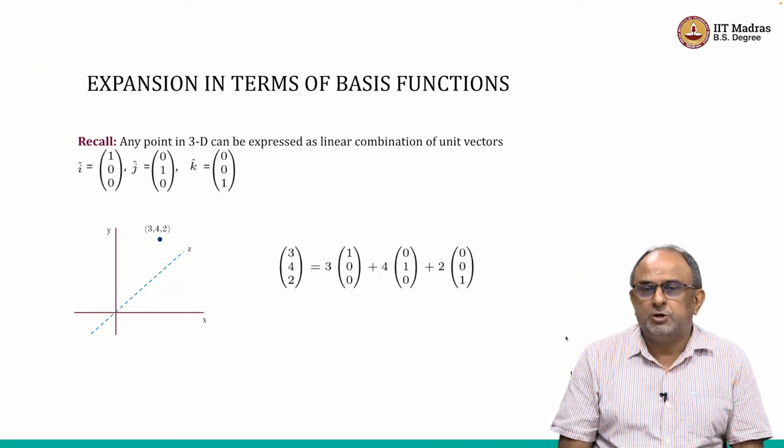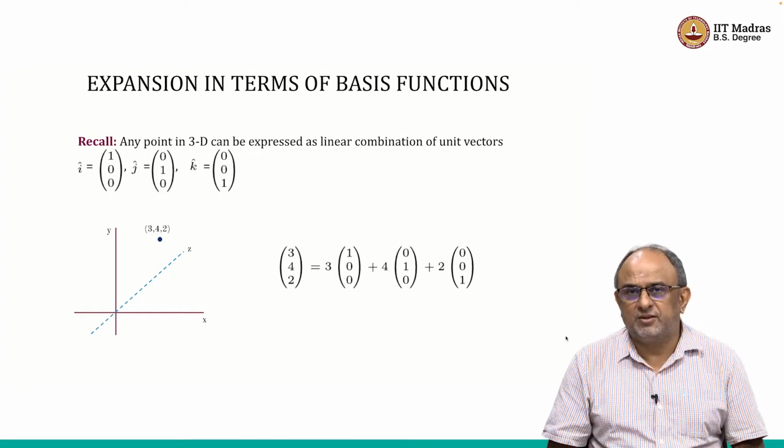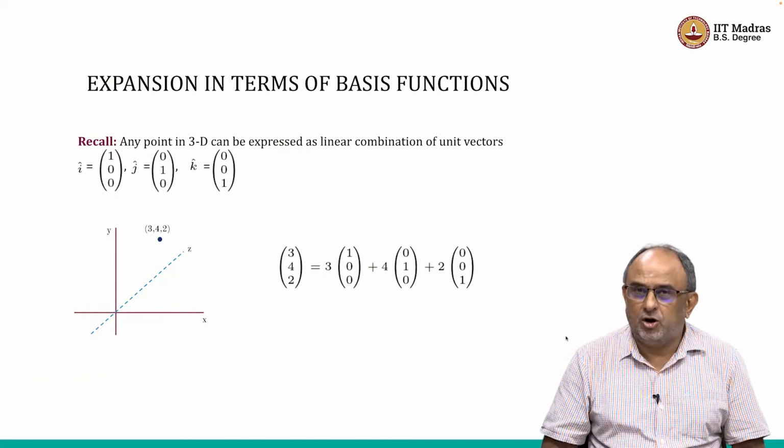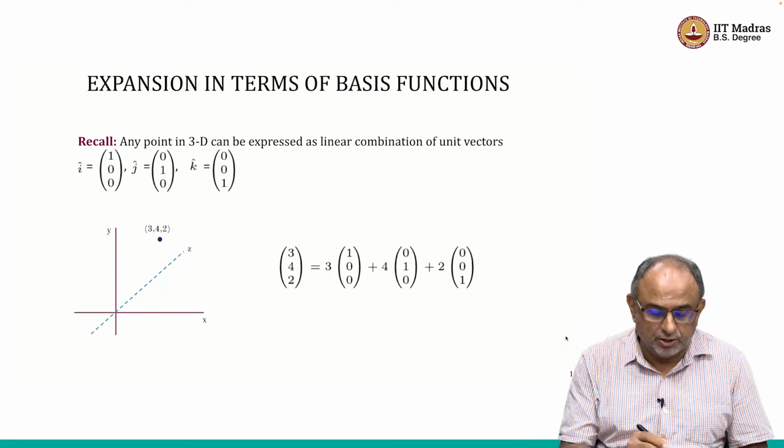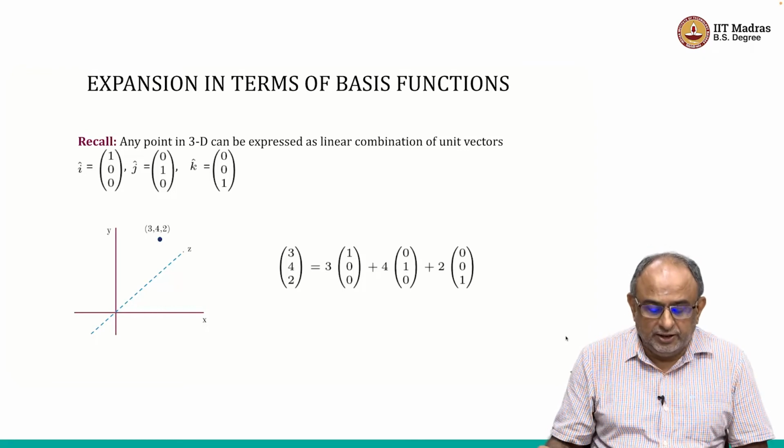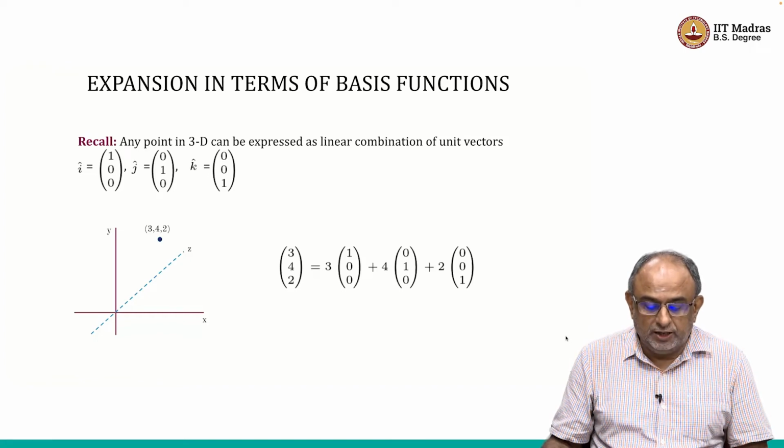Okay. So, just to give you an idea of what the whole thing is, you must have done a course in linear algebra, or even in high school you would have seen this. If I have a point in a 3-dimensional space, here I have mentioned the point 3, 4, 2. Because it is 3-dimensional, I should have had the z axis also coming out, so 3 units along the x axis, 4 units along the y axis, and 2 units along the z axis.